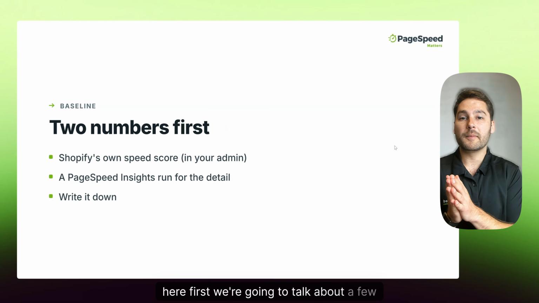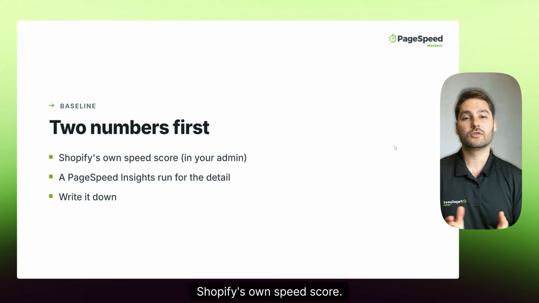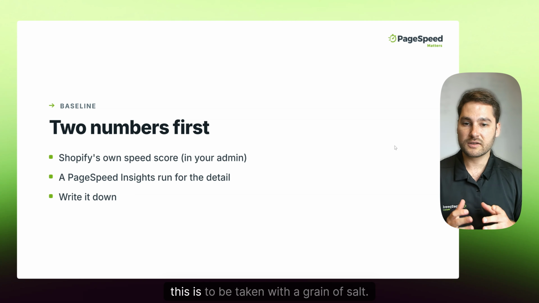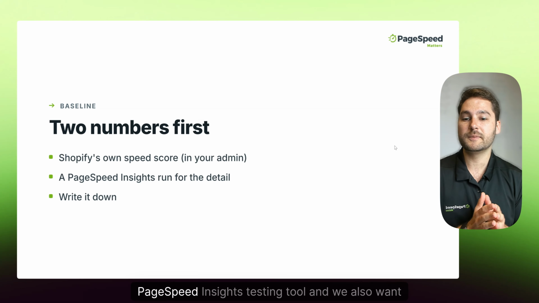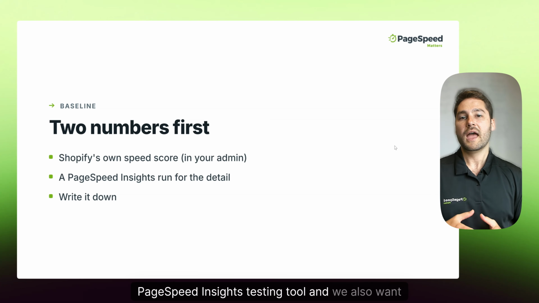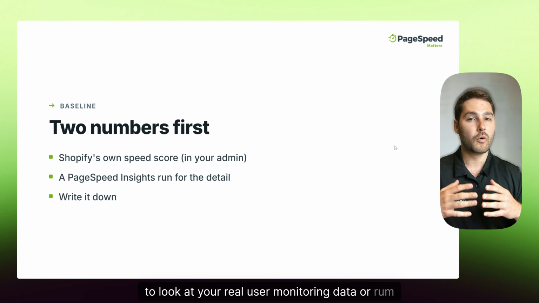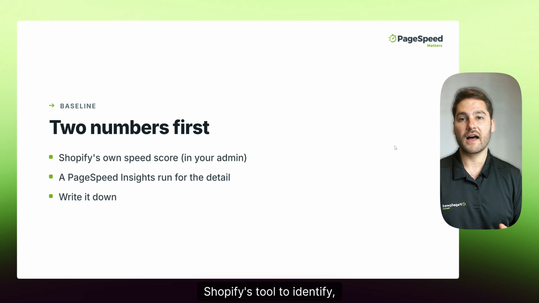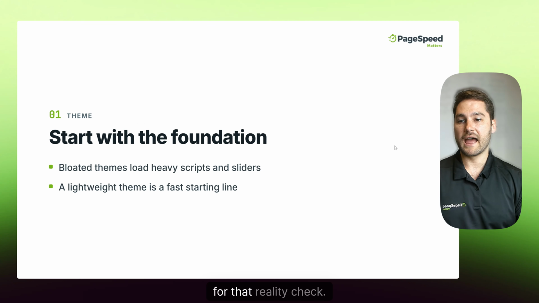First, we're going to talk about a few different things. First, Shopify's own speed score. This is going to be in your Shopify admin. This is to be taken with the greatest grain of salt. We want to look at Google's PageSpeed Insights testing tool. And we also want to look at your real user monitoring data, or RUM data. So you could use Shopify's tool to identify, but definitely use PageSpeed Insights and Lighthouse for that reality check.